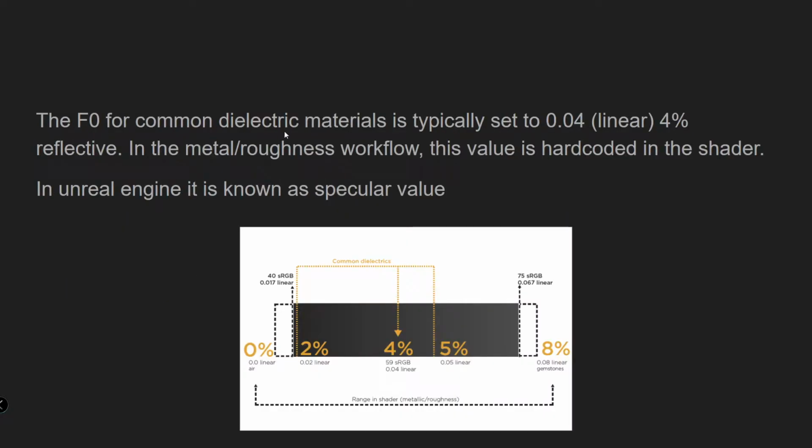The F0 for common dielectric materials is typically set to 0.04, linear, or 4% reflective. In the metal roughness flow, this value is hard-coded in the shader. So if you go into Substance Designer, it's always set as 0.04, and in Unreal Engine, it is known as the specular value. In Unreal Engine, if you're ever changing any material values, it's better to change the metallic value and the roughness, but keep the specular the same. Don't change it at all because it'll give lighting values that you don't expect.